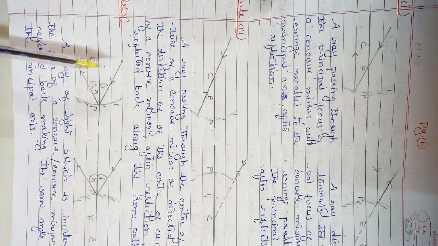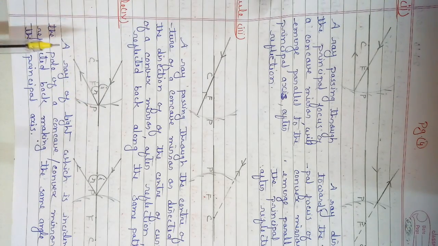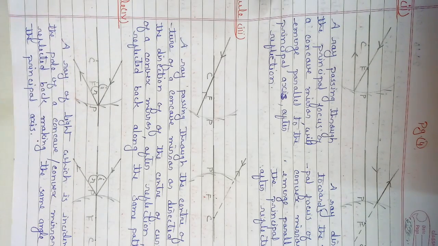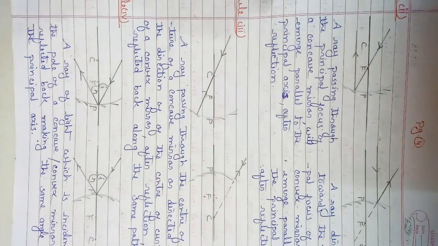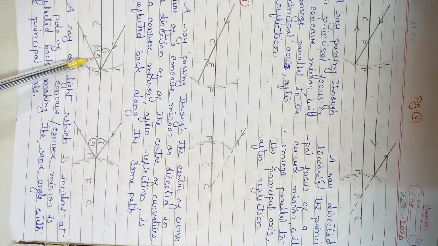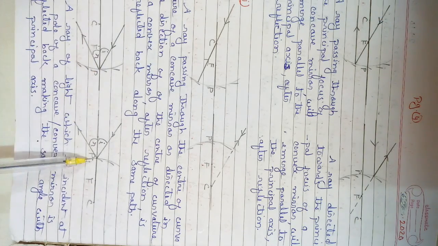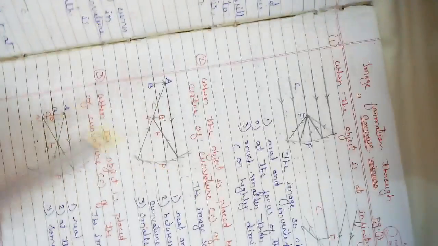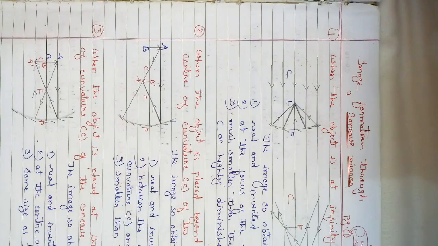Now rule number 4, a ray of light which is incident at the pole of a concave mirror or convex mirror is reflected back making the same angle with the principal axis. That means angle I will be equal to angle R in case of both the concave mirror and the convex mirror. Now we are going to see images formed by a concave mirror.